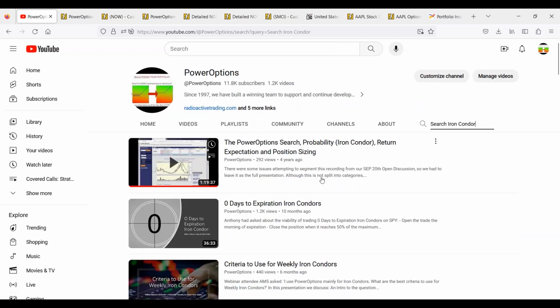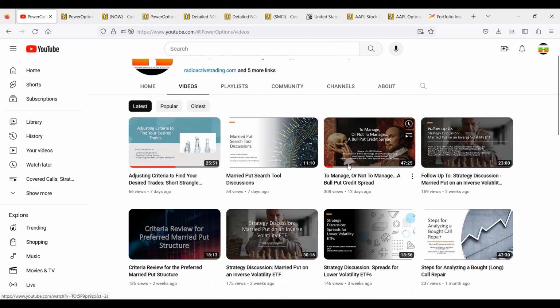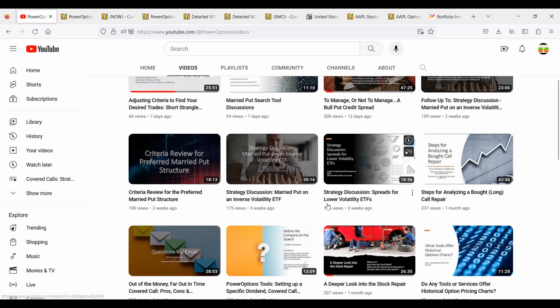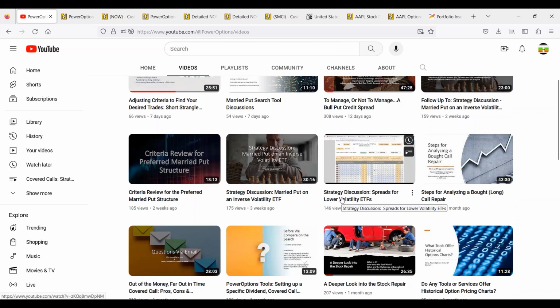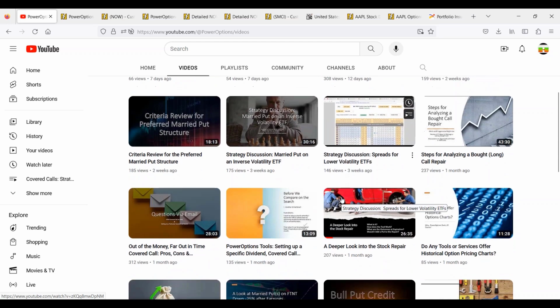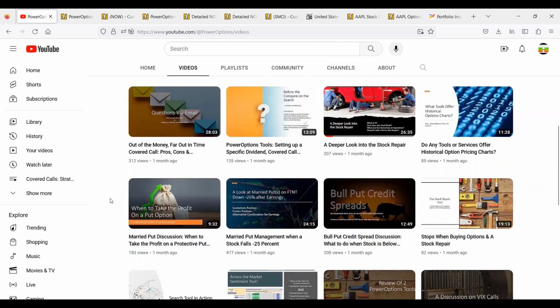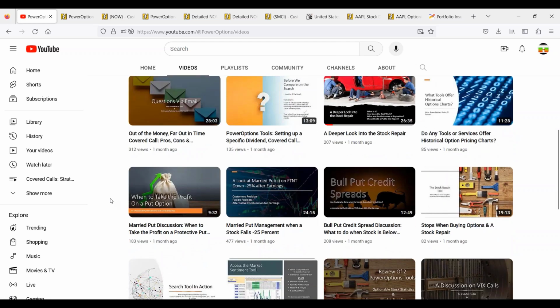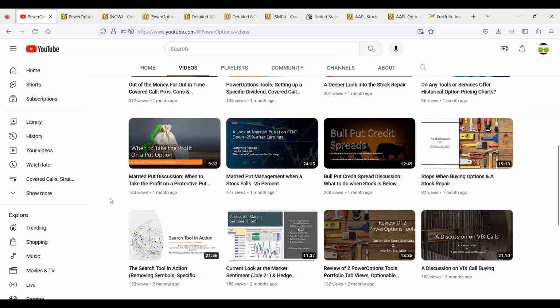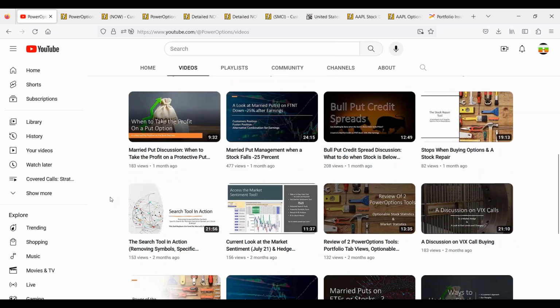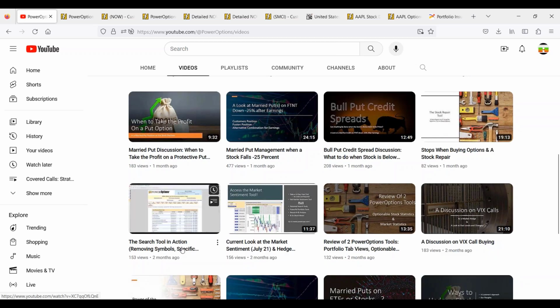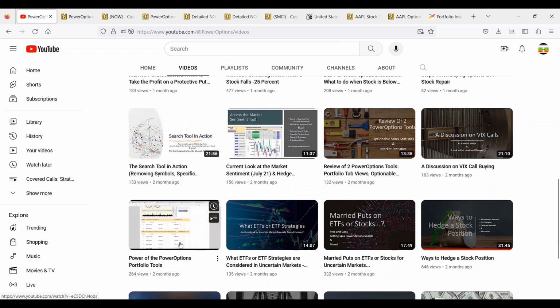In addition to that, let's just check the recent videos. I thought I had one. There's the bull put spreads on lower volatility ETFs. Really sorry there, William. I thought I had a recent iron condor position here. Maybe it was on this one, the search tool in action, removing symbols, specific searches, and more related to the iron condors. I just didn't name it that.